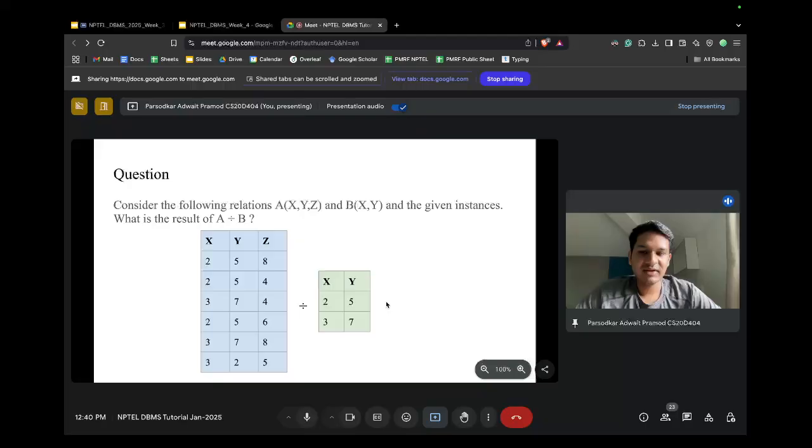It is actually the case that when you divide two tables, the resultant would be the attributes which are present in the first table but not in the second table, all such attributes. So what is the set of attributes which is present in the first table but not in the second table? It is only Z. So the output of this division operation would be Z values, or a relation with only attribute Z.